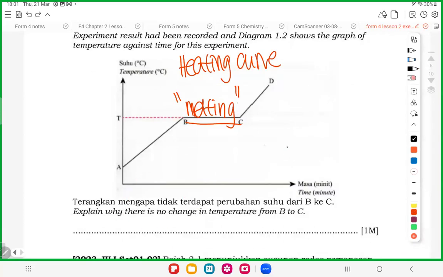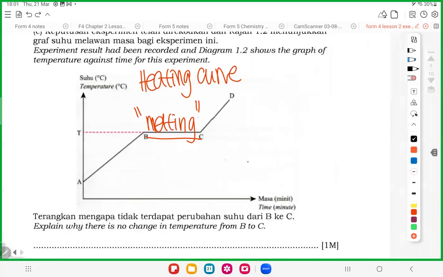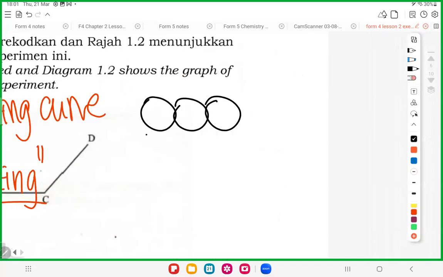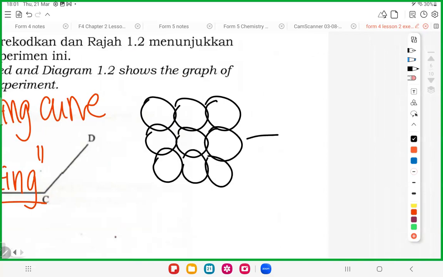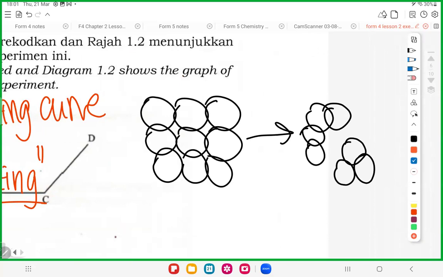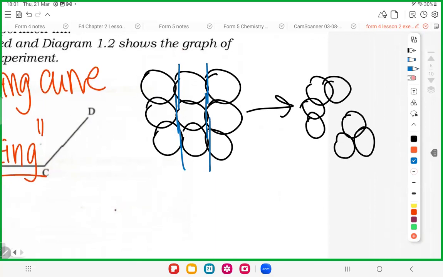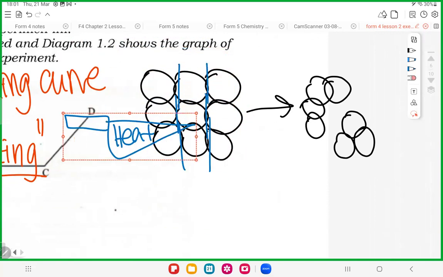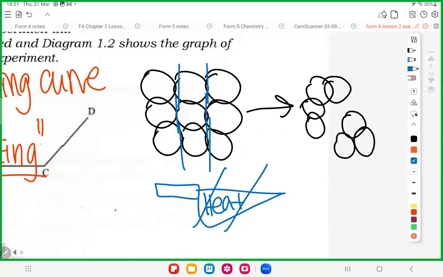So don't memorize the long, boring answer. Remember, I told you just now what happened. During melting, this is the solid. Solid wants to change to liquid. When solid wants to change to liquid, it needs to do cutting, cutting, cutting. How to do the cutting? Use a knife. The knife is the heat. So we absorb the heat and use the heat to cut. When we use all the heat to do cutting, no more heat already.